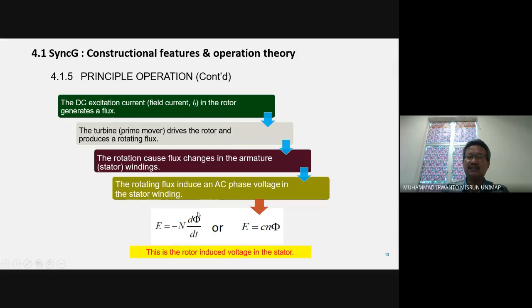Meaning there is a change of magnetic flux with respect to time. This is the basic formulation for the induced voltage generated on the stator.